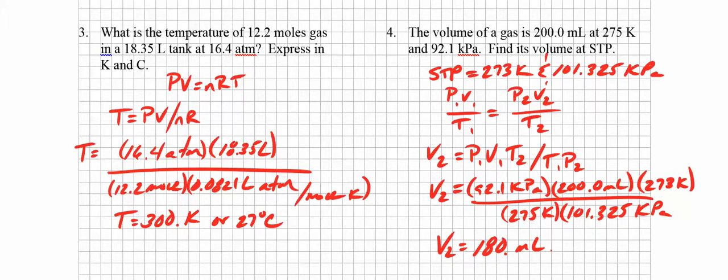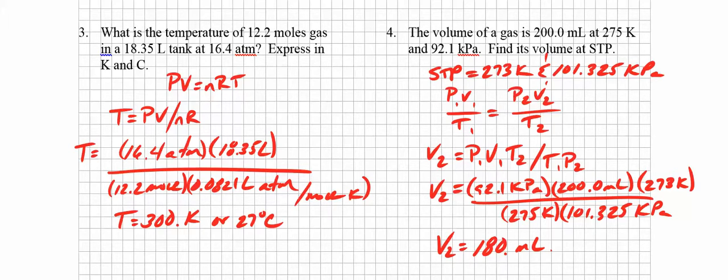So when you're simply asked what is the temperature under these circumstances, you're going to use the ideal gas law, PV equals nRT. So temperature is equal to, we divide both sides by nR, PV divided by nR. Let me just plug in. Temperature is 16.4 atmospheres times 18.35 liters divided by 12.2 moles divided by 0.0821 liter atmospheres per mole per degree Kelvin. Temperature then is going to be 300 degrees Kelvin.